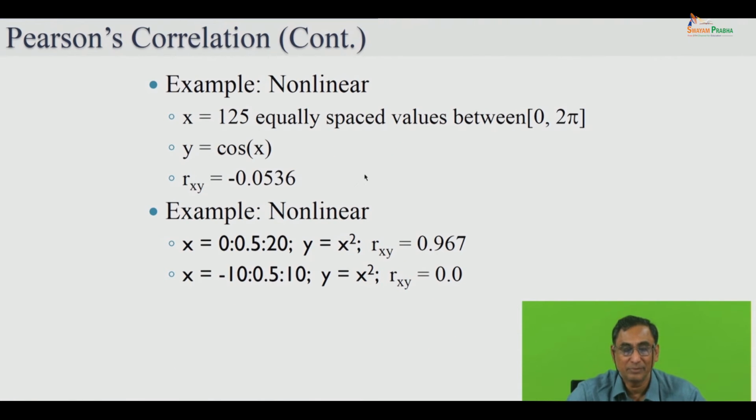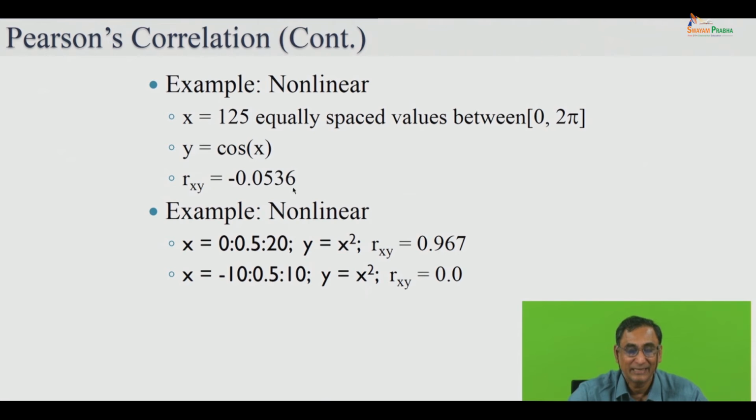Here are 3 examples. In the first example, I have taken 125 equally spaced values between 0 and 2 pi for x, and I have computed y as cos of x. So there is a relationship between y and x. In this case, it is a sinusoidal relationship. If we compute the Pearson correlation coefficient for this data set, we get a very low value, close to 0, indicating as if there is no association between x and y. But clearly there is a relationship because it's non-linear.